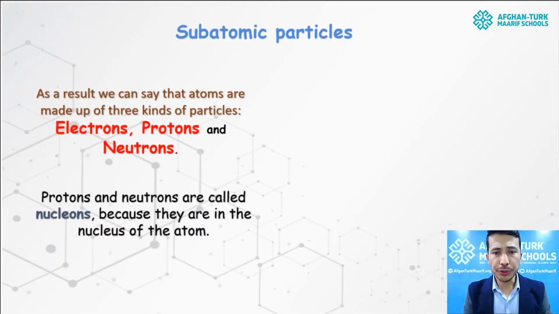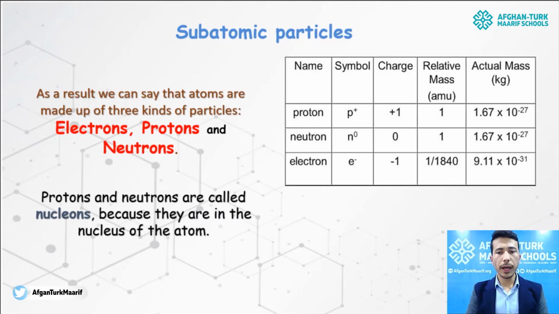Electron, proton, and neutron. We know that electron has a negative charge and its mass is very small, and we have learned what the charge and mass were in our first lesson. And protons and neutrons are called nucleons. Why are they called nucleons? Because they are present inside the nucleus of the atom. Let's have a look at a table in which we can show the symbol, the charge, and the masses of these three subatomic particles. Over here you can see the first one is proton.